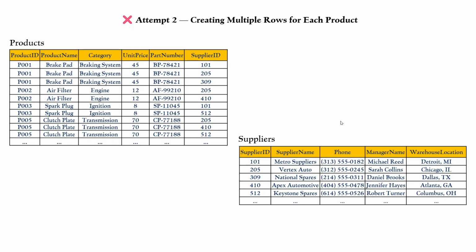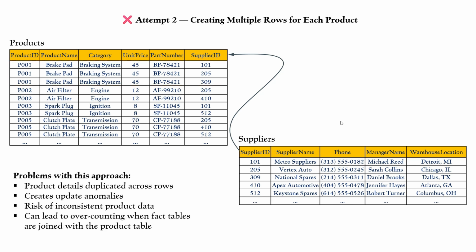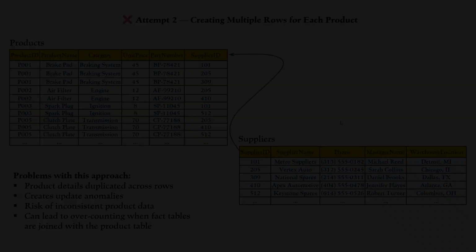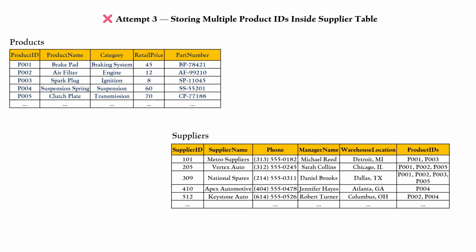Now let's try another workaround. Instead of storing multiple values in one column, we create multiple rows for the same product, one row per supplier. So brake pad appears multiple times, once for each supplier. At first, this looks like it solves the problem. But now the same product is duplicated across multiple rows, and this redundant data creates update anomalies. And when this duplicated structure is connected to fact tables and analytical systems, it can lead to overcounting and incorrect business metrics during reporting.